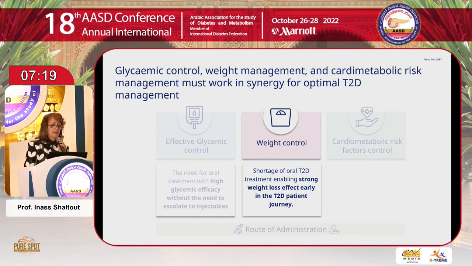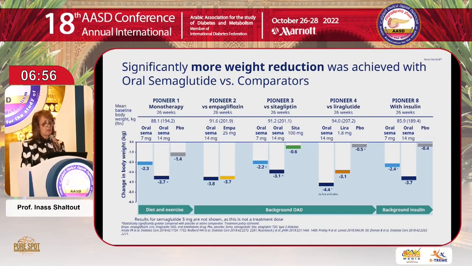Let me now shift from effective glycemic control to weight control. There is weight loss early in type 2 diabetes, and glycemic control, like we said, together with weight management and cardiometabolic management work in synergy for the management of type 2 diabetes. And this is the weight reduction in different PIONEER programs: 3.7 kilograms, 3.1, 4.4, and 3.7 with the 14 milligram dose of semaglutide.